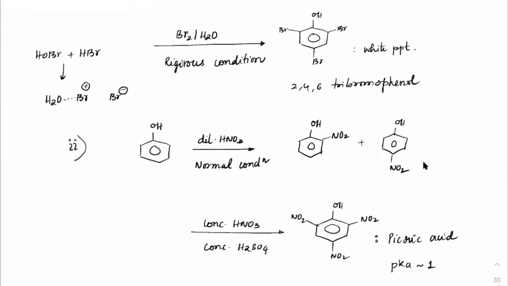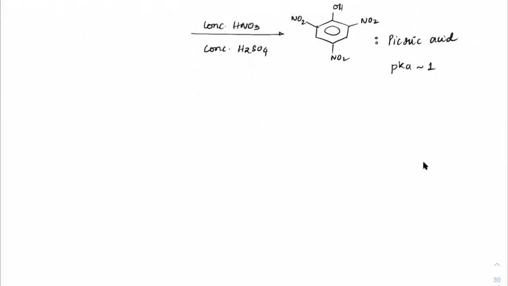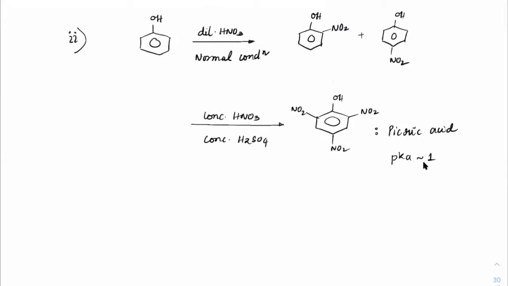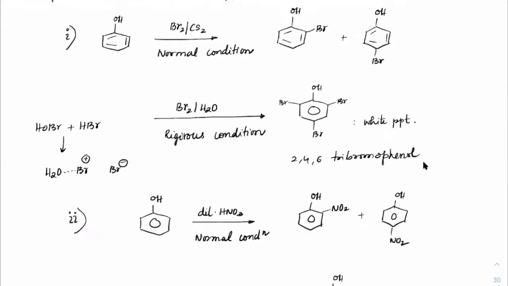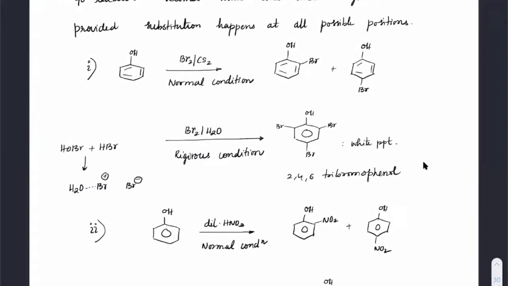Just like alcohols, we can have NH2, amine groups also on benzene, which we call anilines. They will also give different products at mild and rigorous conditions. Everyone clear with that? First, I hope phenols are clear to everyone.